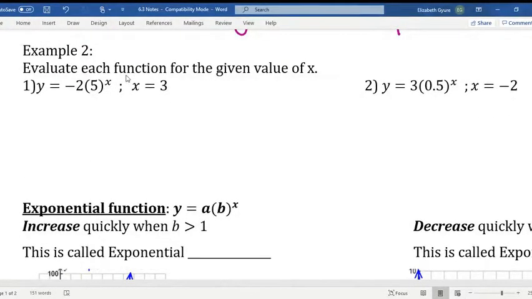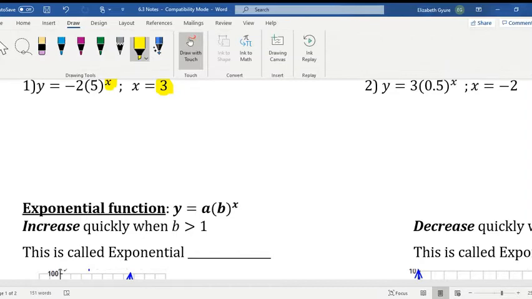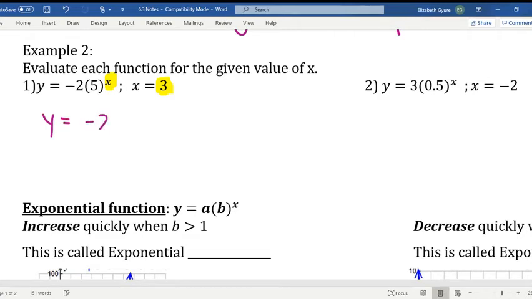Okay, so evaluate each function for the given value of x. So we have y equals -2 times 5 to the x. Remember, when there's parentheses and there's no sign in between, that means multiply. So this is saying to evaluate this when x is 3. So I'm going to plug 3 in for my x. Let me write what this would look like. We're going to solve for y, and we're going to do -2 times 5 to the third power.